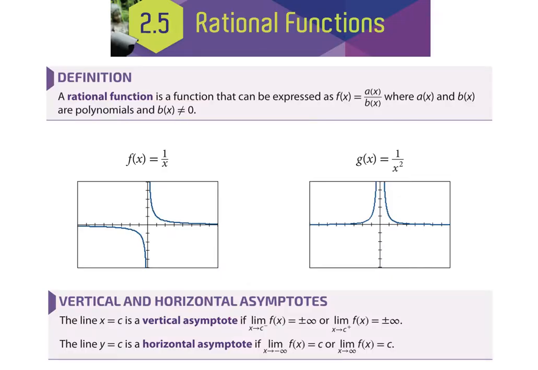A rational function is a function that can be expressed as a rational, right? A function over a function. It's the ones where you have a numerator and a denominator, pretty much. Think about rational numbers: they can be written as a fraction, right? Where A(x) and B(x) are polynomials, and specifically B(x) cannot equal 0 because it's the one in the denominator position. They look like this.